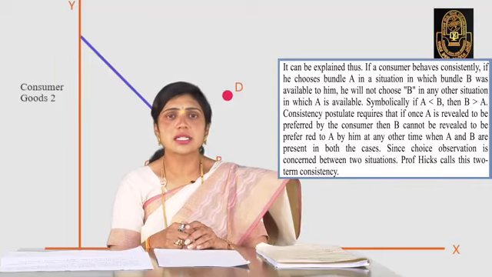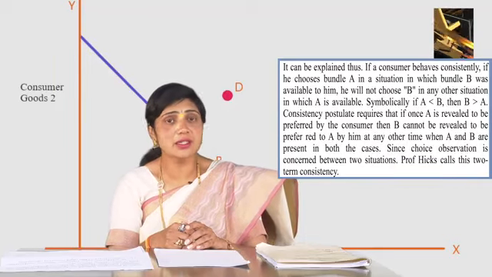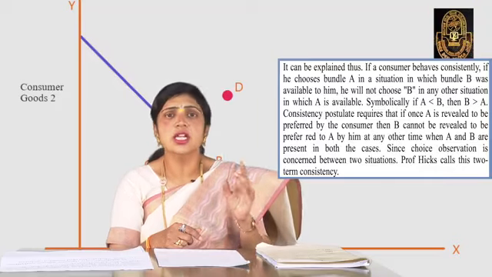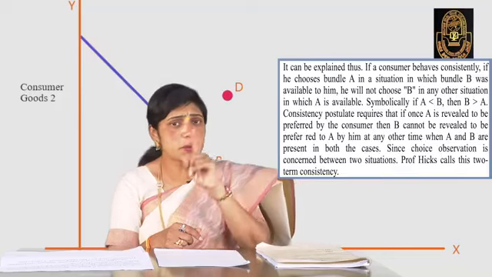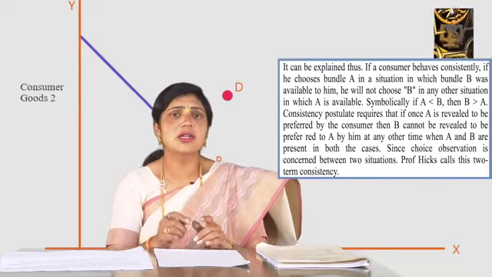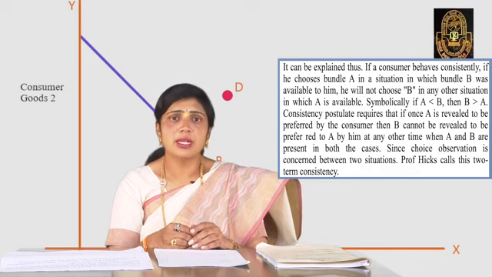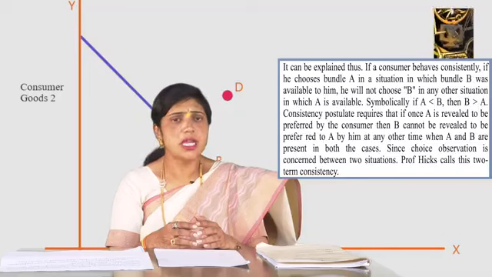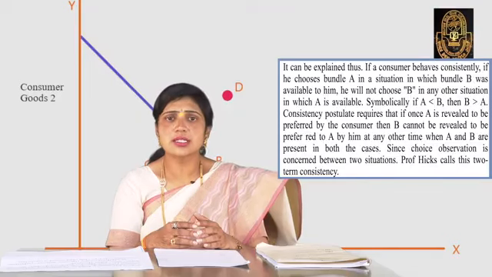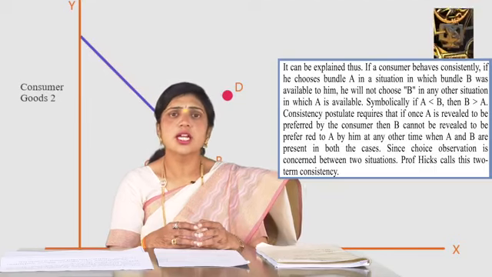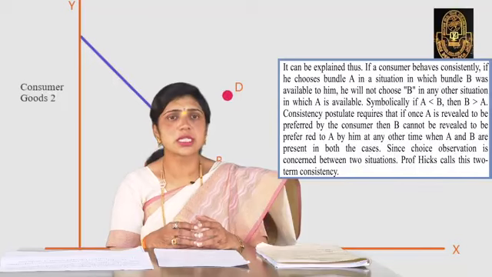Symbolically, if A is preferred to B, consistency postulate requires that once A is revealed to be preferred by a consumer, then B cannot be revealed to be preferred to A by him at any other time, when A and B are present in both cases. Since the choice observation is between two situations, Professor Hicks calls this two-term consistency.